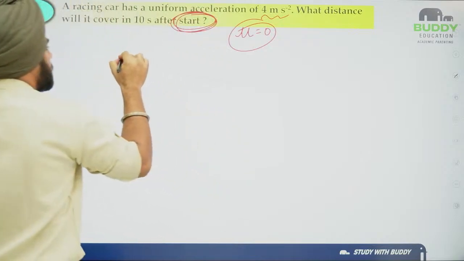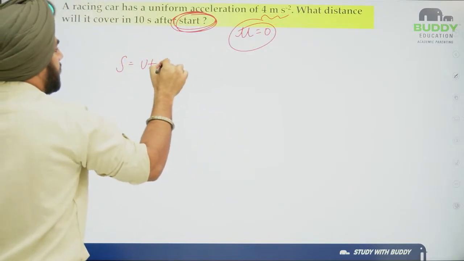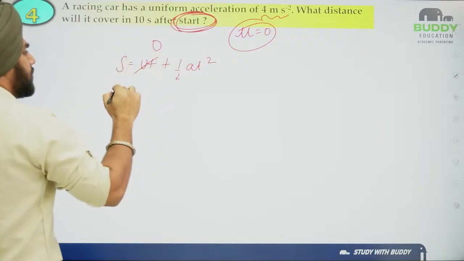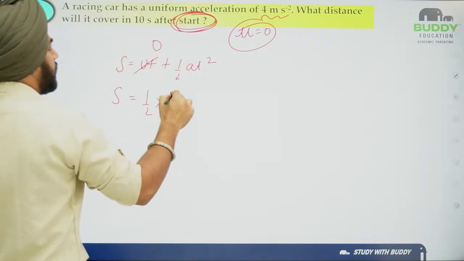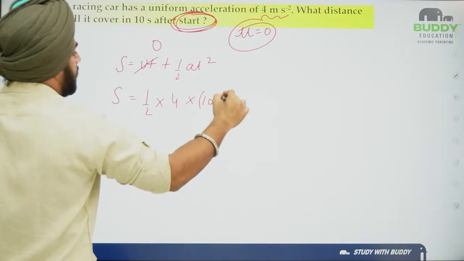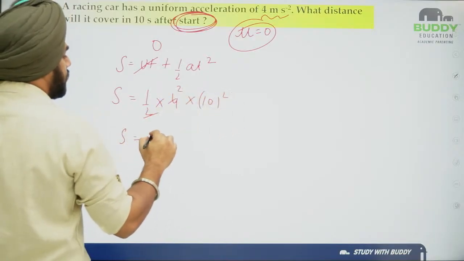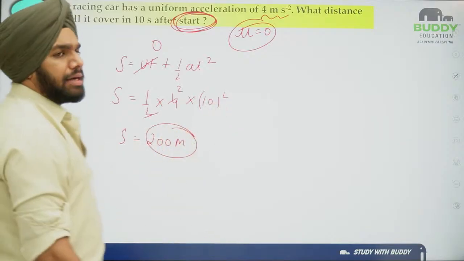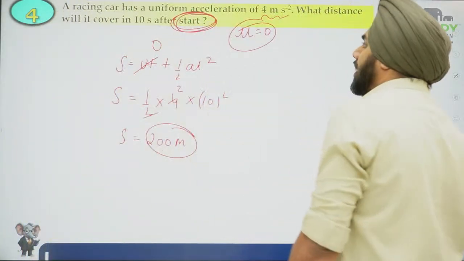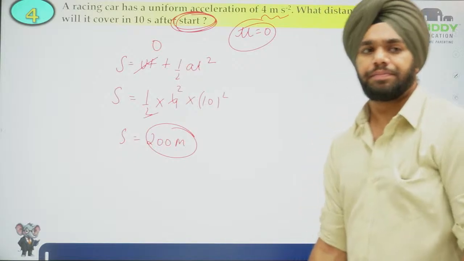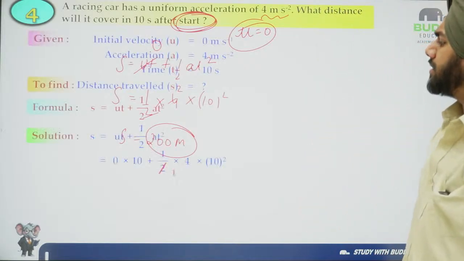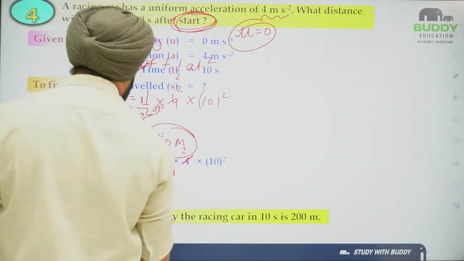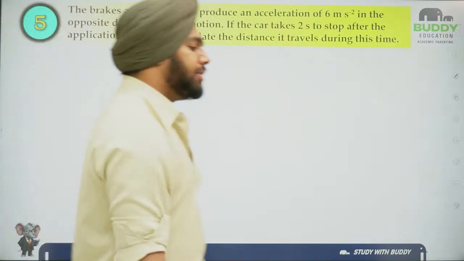So we'll use this equation, s is equal to ut plus half at square. Ut is again 0. Why? Initial velocity was 0. S is equal to half into 4 into 10 square. Got my point? So this is 2, s is equal to 2 into 100, that is 200. So distance covered by the car in 10 seconds after the start is 200 meter. Just check the answer. Right, this is the answer, 200 meter. Okay, coming to the next question.